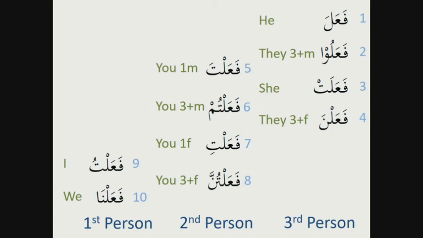Now try and say it quickly without the English. Right? We say now without the English. Everybody. Fa'ala, fa'alu, fa'alat, fa'alna, fa'alta, fa'altum, fa'alti, fa'altunna, fa'altu, fa'alna. But now it's really going to help you with the meaning if you actually do the pointing, right? So everybody, one more time.